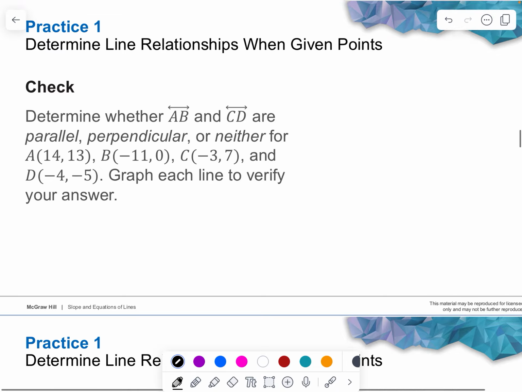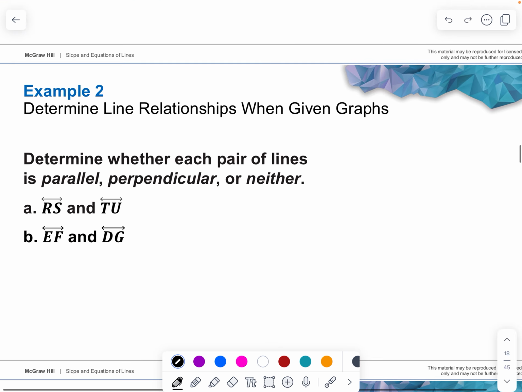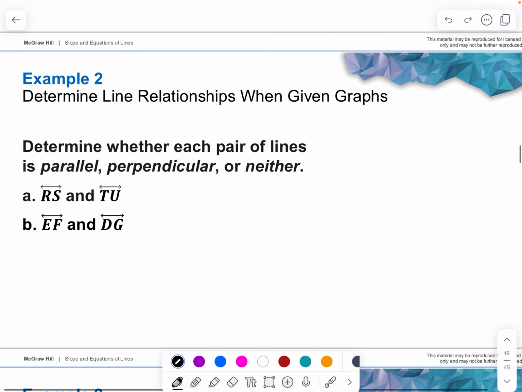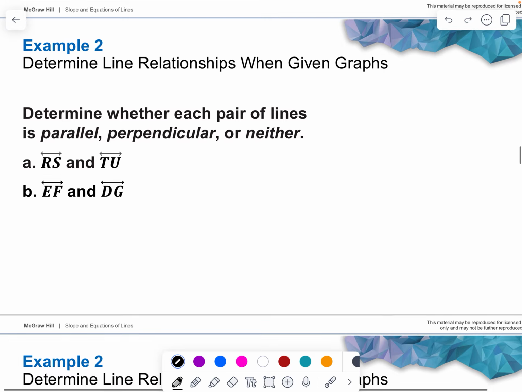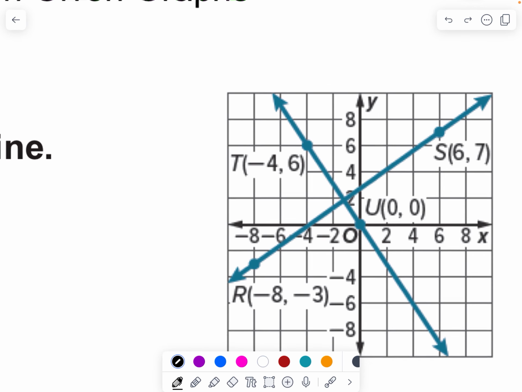Okay. Did you get that they were neither? I hope so. And you can see, looking at these, that these are not quite parallel. Parallel would have them more like that. There we go. Okay, determine whether each pair of lines is parallel, perpendicular, or neither in these ones. So, RS and TU, they've got all the points down in here.